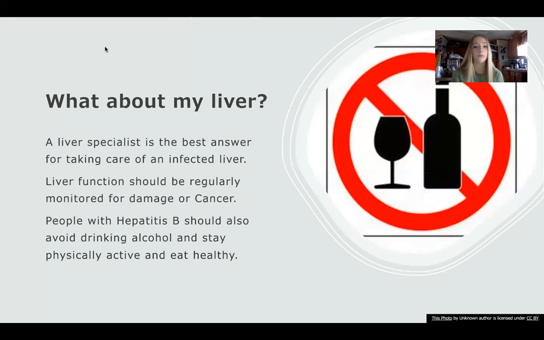Now, like I said, your liver is what you're worried about when you're treating this virus. Go to a liver specialist or someone who really understands hepatitis B so that they can watch and maintain your liver so that it doesn't get into a critical state. And you should also get screenings for cancer because it is damaging your hepatocytes. And any other thing that you can do to help your liver out is great. So avoid alcohol, stay physically active, and eat healthy. Don't put any unnecessary loads on your liver because it is already dealing with another virus.